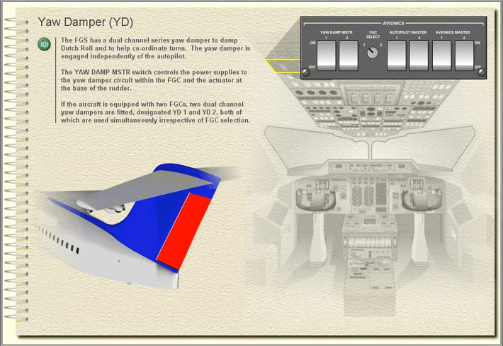Yaw damper. The FGS has a dual-channel series yaw damper to damp Dutch roll and to help coordinate turns. The yaw damper is engaged independently of the autopilot. The yaw damp master switch controls the power supplies to the yaw damper circuit within the FGC and the actuator at the base of the rudder. If the aircraft is equipped with two FGCs, two dual-channel yaw dampers are fitted, designated yaw damper 1 and yaw damper 2, both of which are used simultaneously, irrespective of FGC selection.